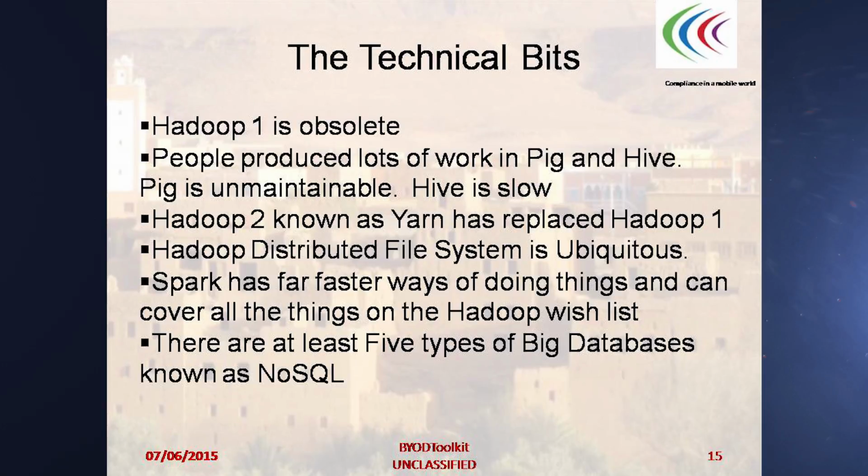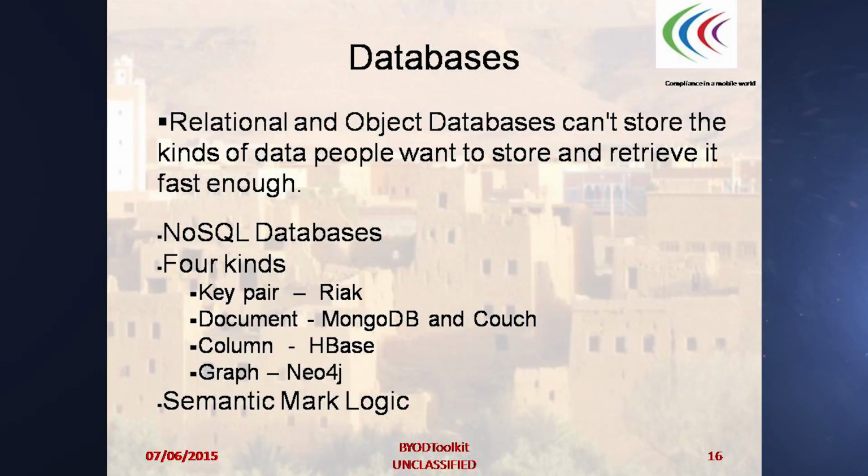Distributed file system is ubiquitous, but Spark extends the database side to include other file systems, so you can take data from any file system. There are 5 types of big databases.